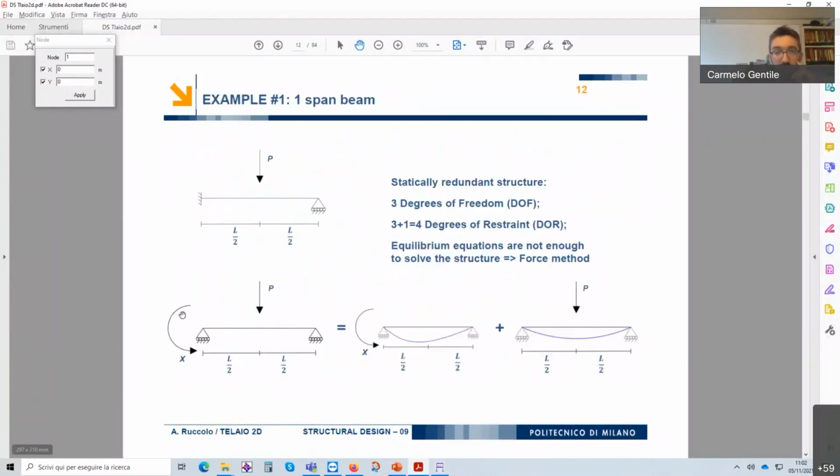This one. We have seen it solved by hand, and we have seen that we have to do quite some computation. If I want to solve the same structure using the software, assuming that the length is 5 meters, as I said before, and the load is 100 kilonewton, obviously downwards.